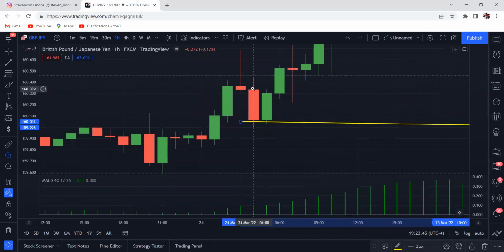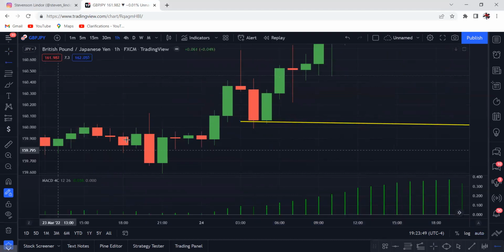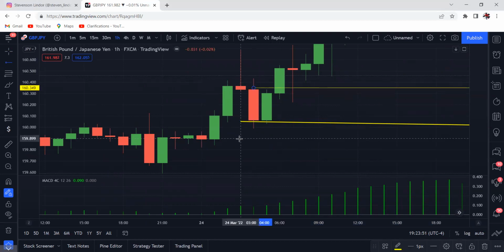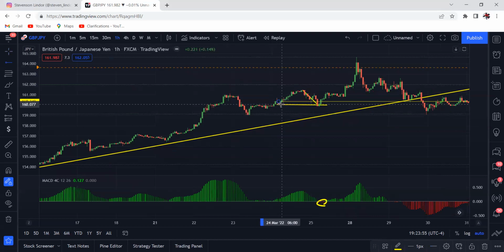So what is a POI? It's this specific bearish candle. Why this? Because right after this bearish candle, this was the last bearish candle, you had this bullish move up, right? So that was the last bearish candle, and then you had this bullish move up.